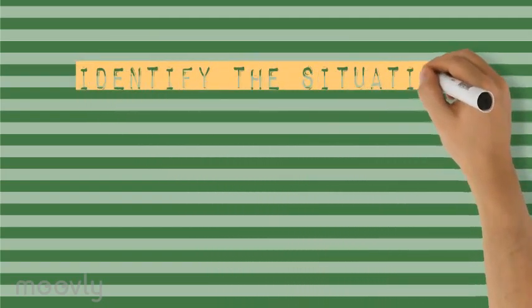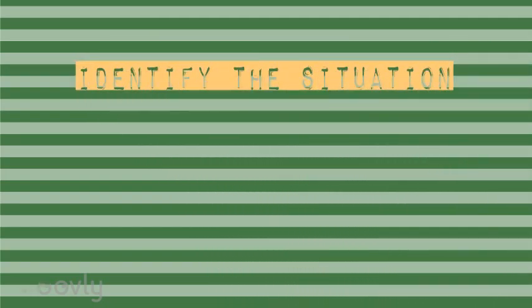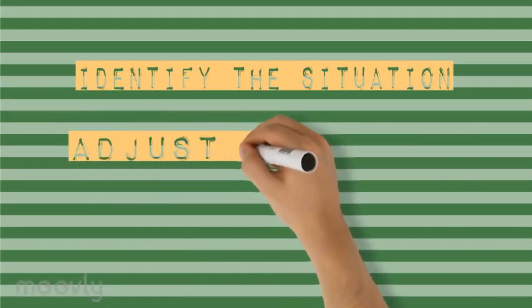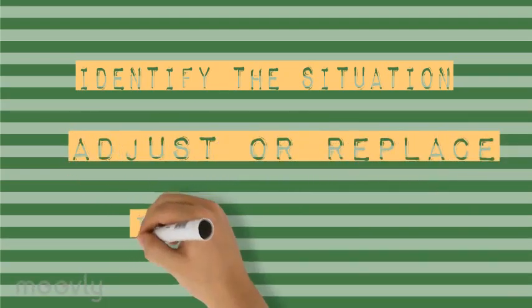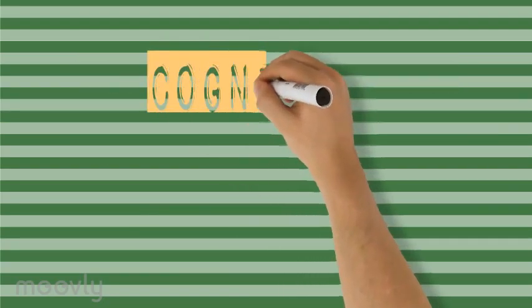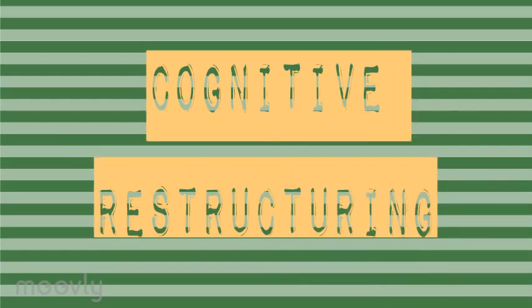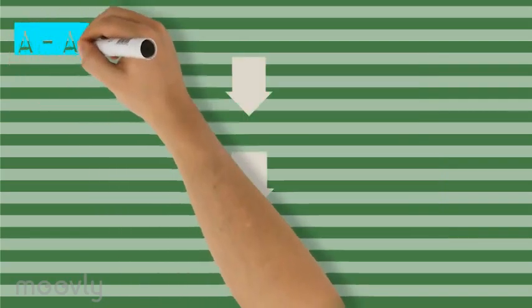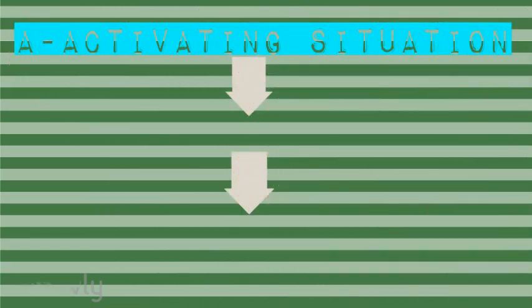With significant cognitive distortions, the client must identify the situations that trigger the misconceptions, determine how they can most efficiently adjust or replace them with new thinking patterns, and then implement corrective tasks. One intervention used is called cognitive restructuring. This is used when a client's thinking patterns are distorted and contribute to problem development and persistence. The ABC model is the basis.